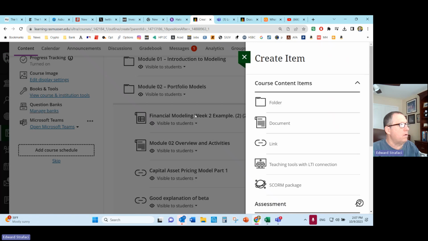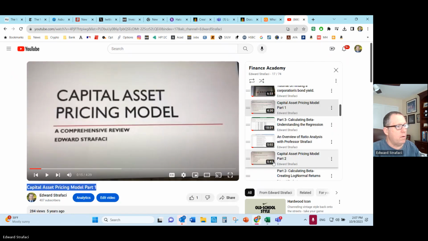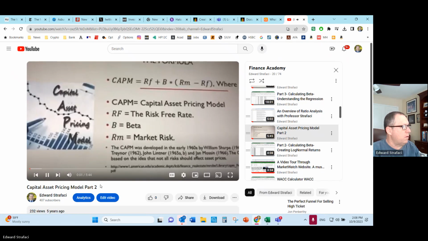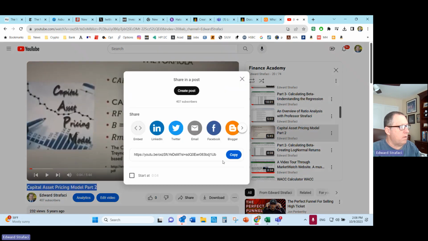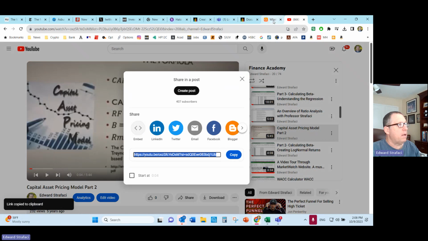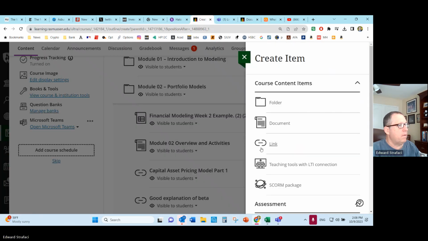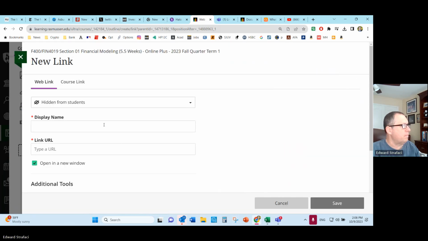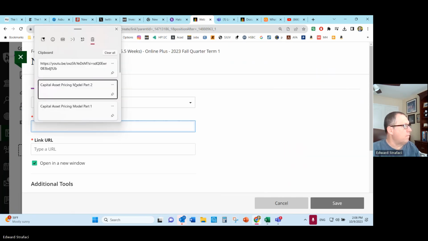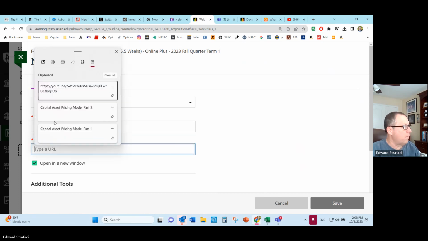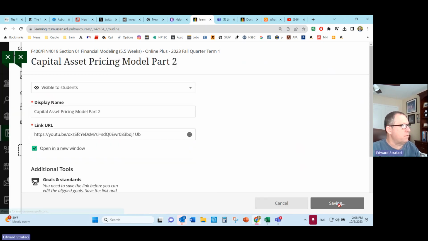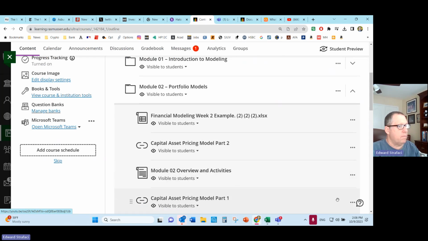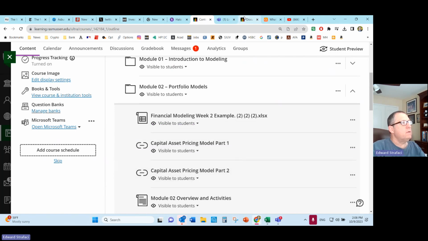I'm going to do the second one. Go back here. Pick part 2. Highlight it. Link up here. We're going to make that visible to students. So there you go. I'm going to put them together so you have them. So now you know where to find these.